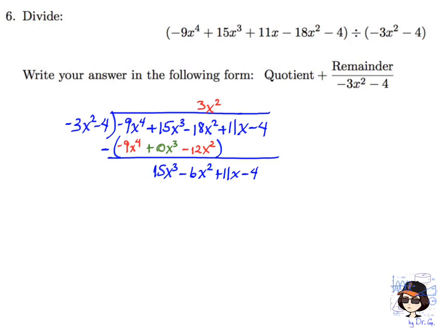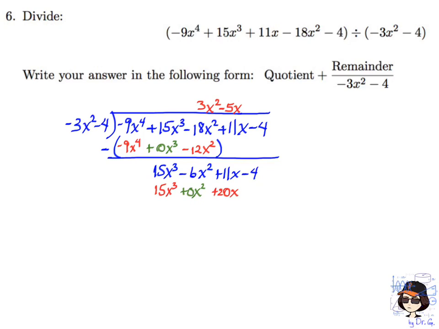Okay. So now we do it again. 15x to the third divided by negative x squared is negative 5x. And we do the multiplication. So negative 5x times negative 3x squared is positive 15x to the third. And then negative 5x times negative 4 is positive 20x. And then since I skipped an x squared, I'm going to insert a little placeholder there.